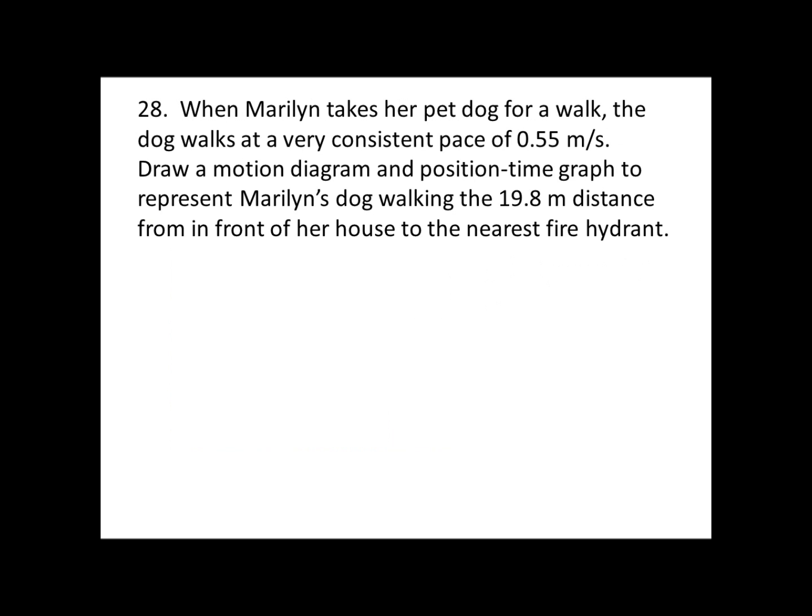All right, let's move on to number 28. When Marilyn takes her pet dog for a walk, the dog walks at a very consistent pace of 0.55 meters per second. We're told to draw a motion diagram and position time graph to represent Marilyn's dog walking the 19.8 meter distance from in front of her house to the nearest fire hydrant.